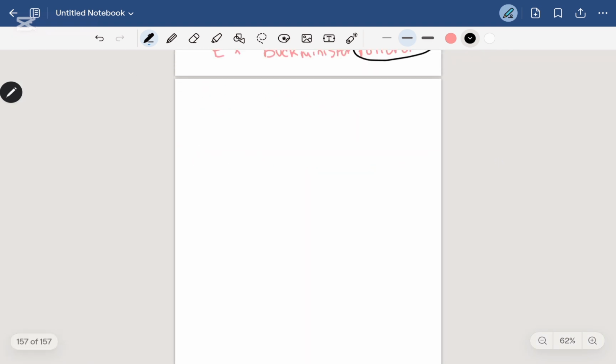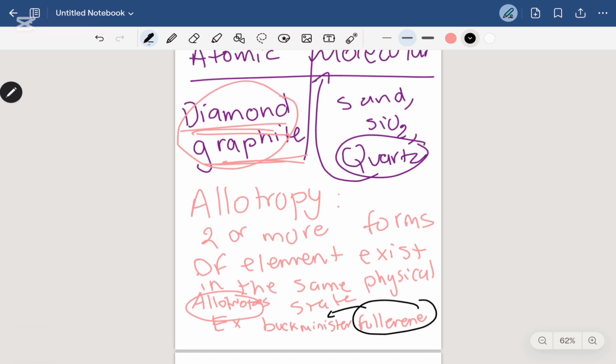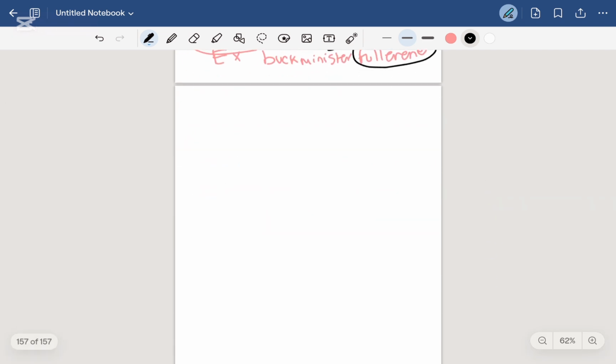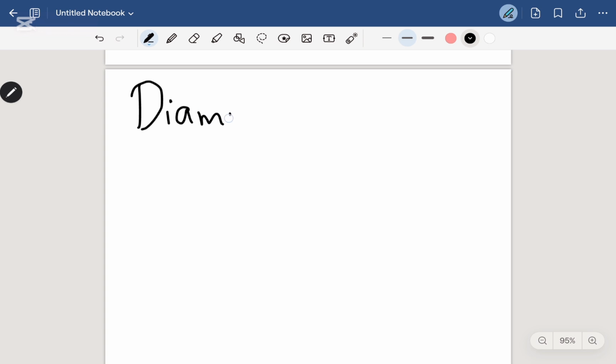Okay, now that we were discussing diamond, graphite, and Buckminster fullerene, we are gonna discuss actually diamond, graphite, and silica or silicon, okay? And in 3 different slides. So first we are gonna start with diamond.